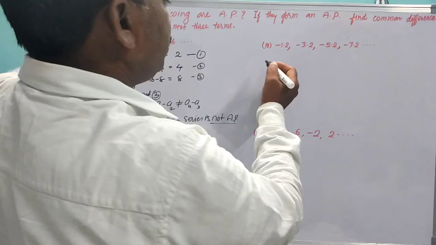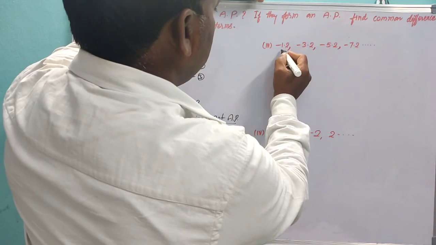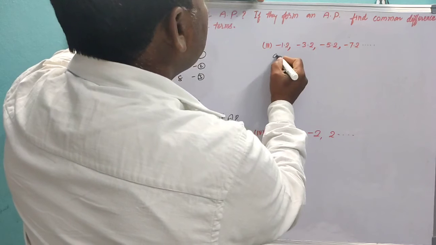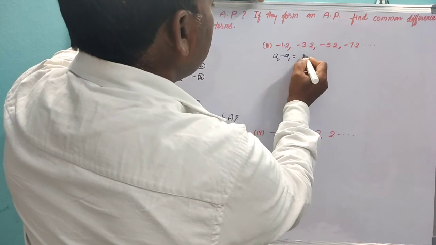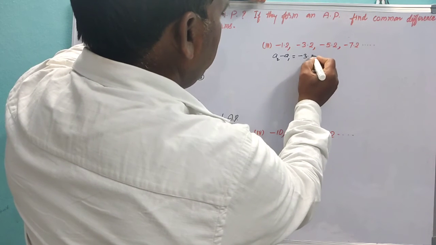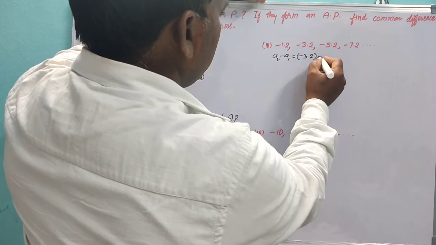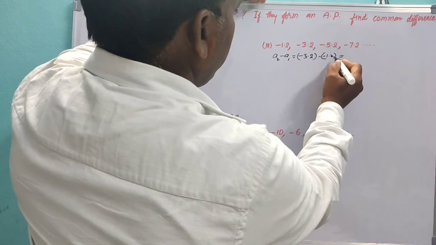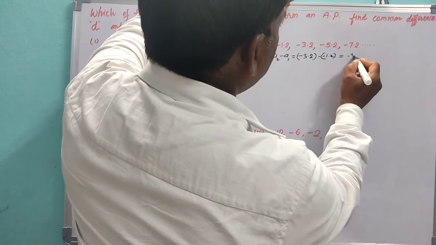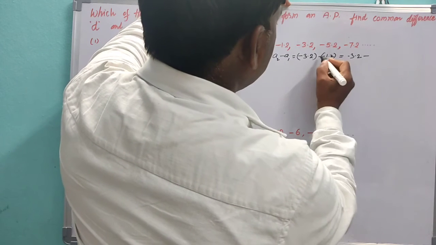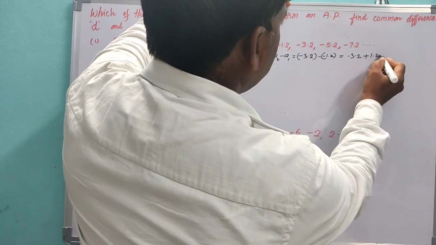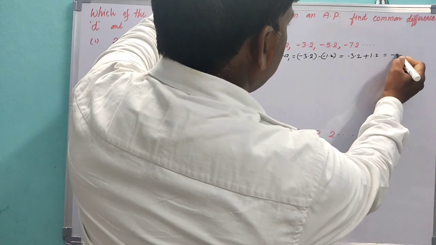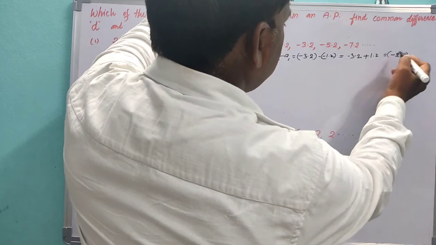Now see here, this is the first term, this is the second term, then this is the third term, this is the fourth term. So a2 minus a1 is equal to minus 3.2 minus of minus 1.2. Okay. So then open the bracket, minus 3.2, so minus of minus is plus 1.2. So this is minus 3.2 and this is 1.2, which is equal to minus 2.0. So this is the difference.